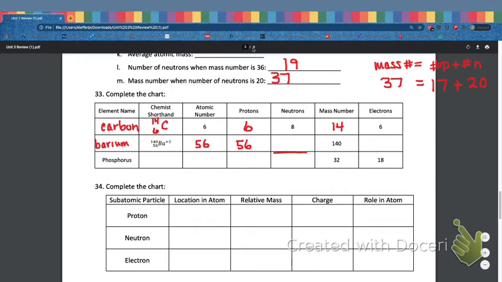We get 74, is that right? Am I doing my math right? No. 84? Yeah. So 84 neutrons. Now the charge is +2. That means it has 2 more protons than it does electrons. So since I've got 56 protons, I'm only going to have 54 electrons. That's how it gets a +2 charge.